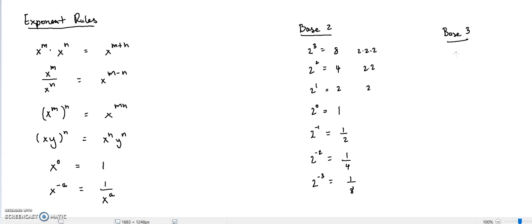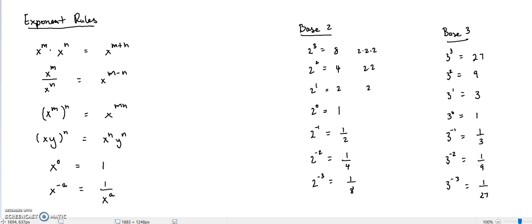Okay, let's look at base 3. So 3 cubed is 3 times 3 times 3, which is 27. 3 squared is 9. 3 to the 1 is 3. So now we see we're dropping by a factor of 3 each time. So divide by 3, divide by 3, divide by 3. We get 1, not 0. Divide by 3 again. We get 1/3. Divide by 3 again. We get 1/9. Divide by 3 again. We get 1 over 27, and so on.